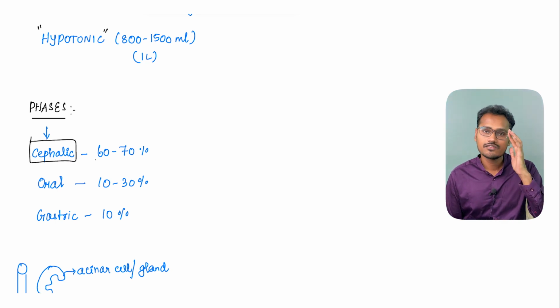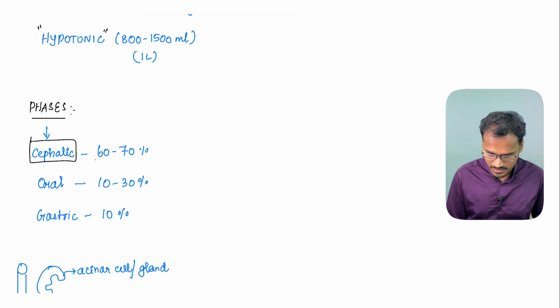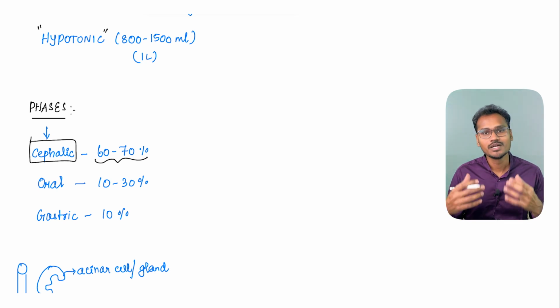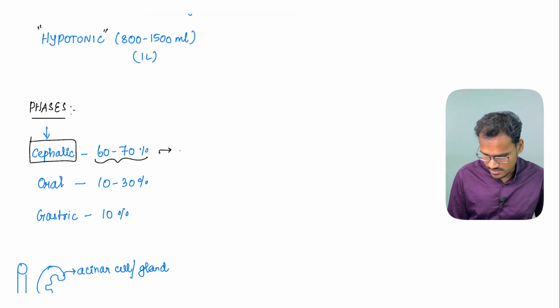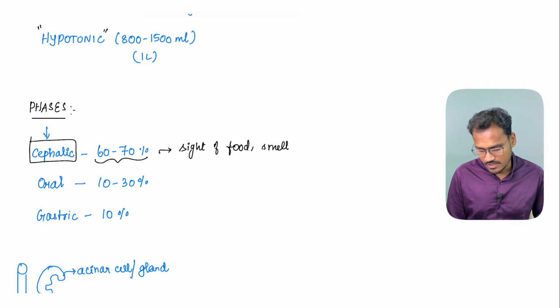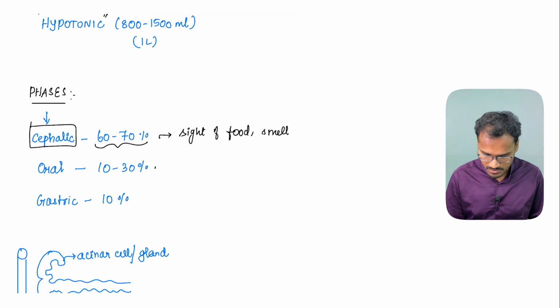And in general physiology, when I gave examples for the feed-forward mechanism, I said the cephalic phase is a feed-forward type of mechanism. 60 to 70%, the majority of the salivary secretion on a routine basis, happens in the cephalic phase. So this is the sight of the food or the smell of the food. And once it comes into the oral cavity, still 10 to 30% can be secreted.